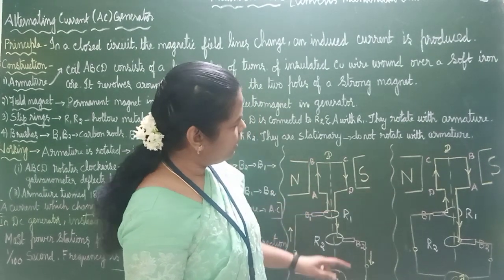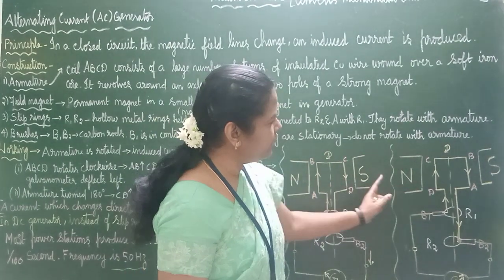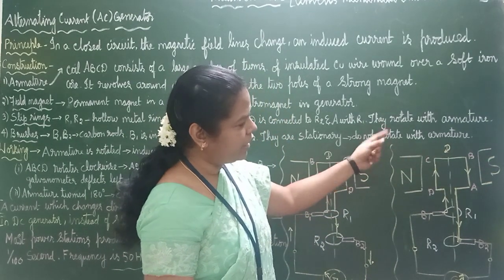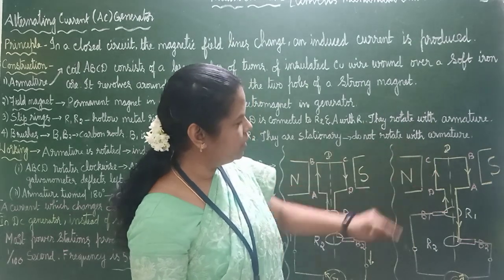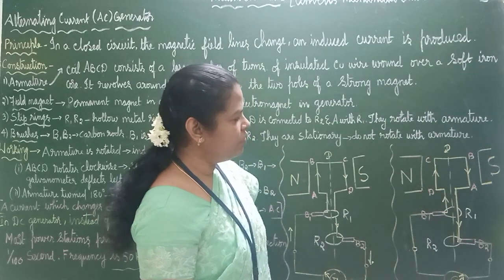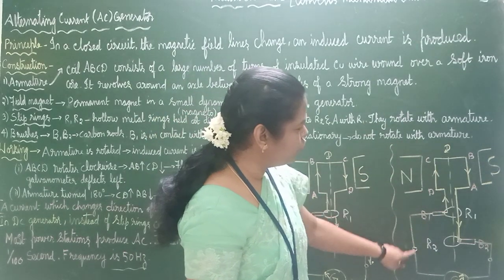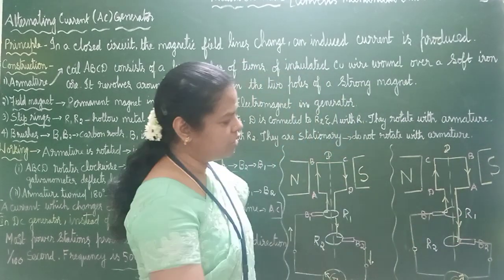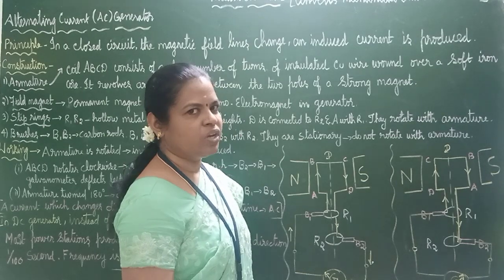When the opposite thing happens, like CD comes this side and AB goes that side, what happens? CD will come up and AB will go down. At that time, the current will move from B1 to B2. And the galvanometer deflection will be opposite to that. It will go to the right side. Okay, it's clear, I think.